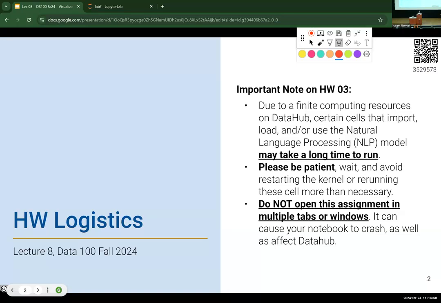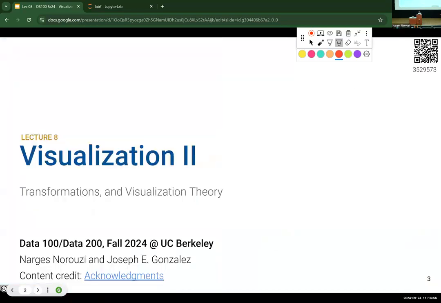This is the most expensive homework that you will probably see in your entire data science coursework here at Berkeley. So with that out of the way, we are going into visualization 2. This is the second lecture in this sequence.